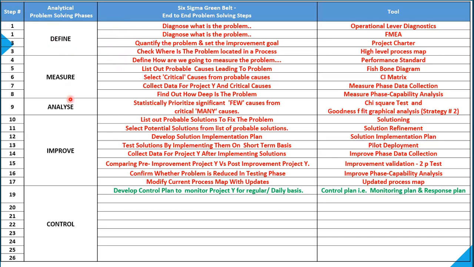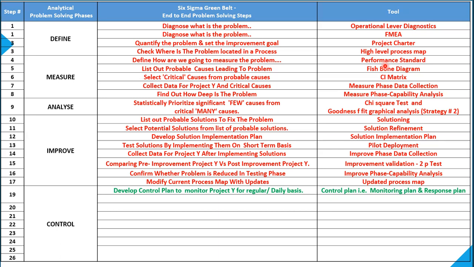Now we are entering the measure phase. We have a problem and we also know where the problem is. All we did here is convert the problem into measurable characteristics with the help of a performance standard. So now we have a problem with measurable characteristics like defectives: how many defectives there are, what the specification limits are, what the target state is, what the metric is, and from where we are collecting the details about the metric. All those things we finalized. Now we are set to go ahead.